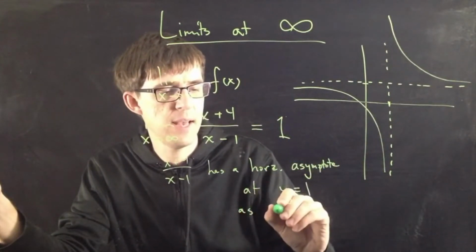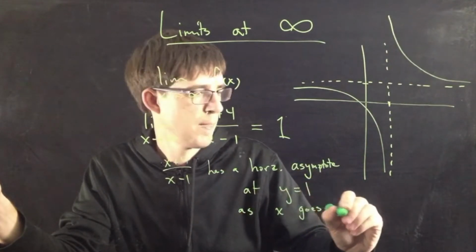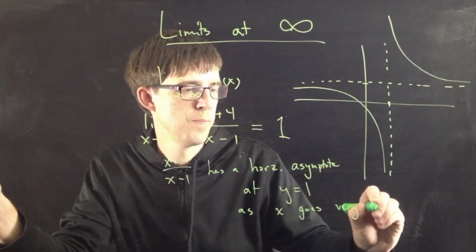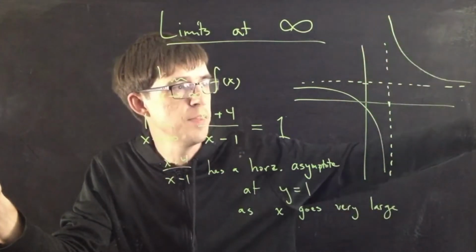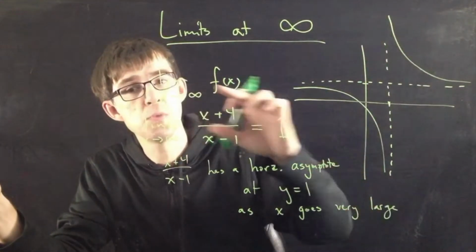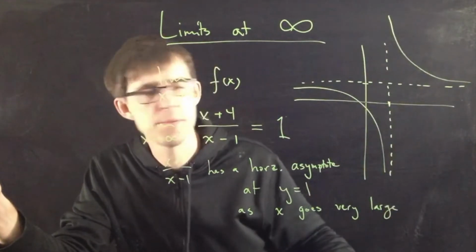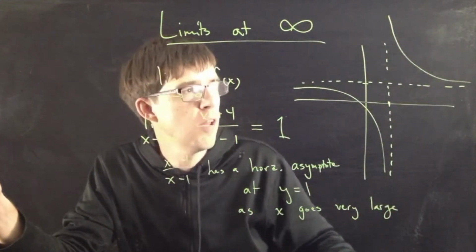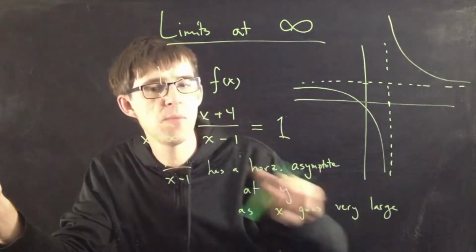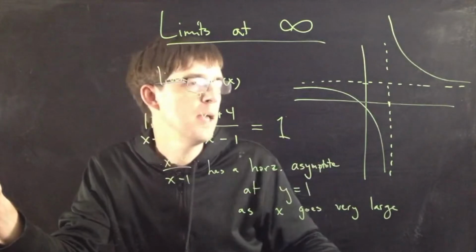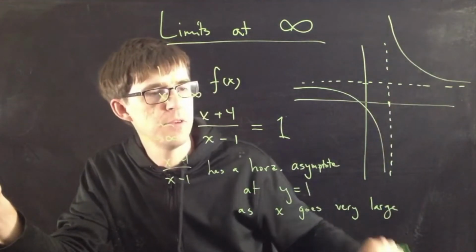Can I just say as x goes very large? Really, there are two possible horizontal asymptotes. You could have a horizontal asymptote going this way, and you could also have a horizontal asymptote going this way. And actually, in this example, we have both, and they are the same horizontal asymptote. It's possible to have different values, but as x goes very large, this one has a horizontal asymptote at y equals 1. That's all I'm saying when I say the limit as x goes to infinity. It means when the x values are super, super big that way, then the y values approach 1.